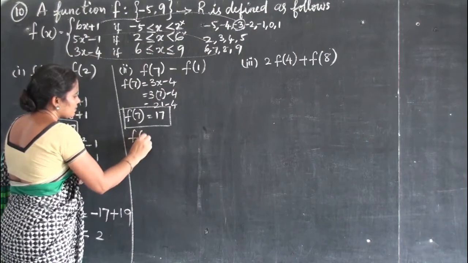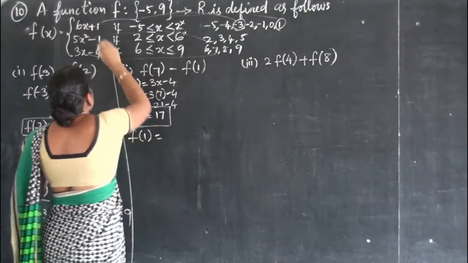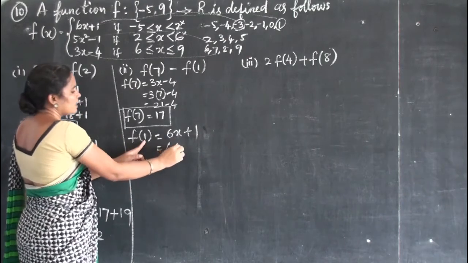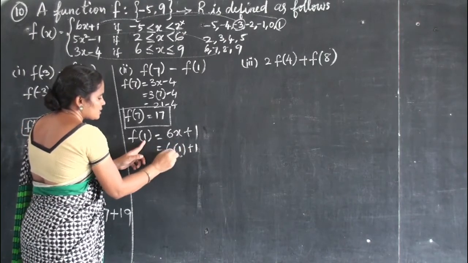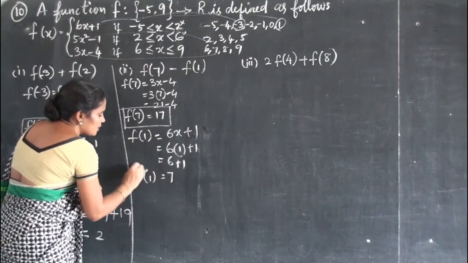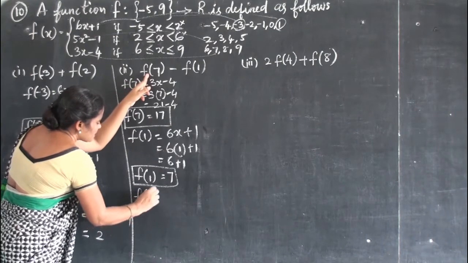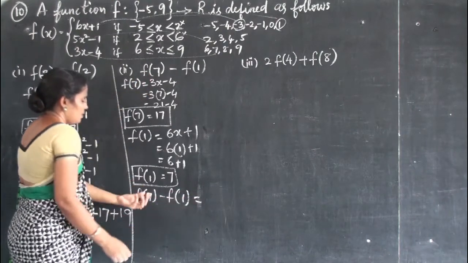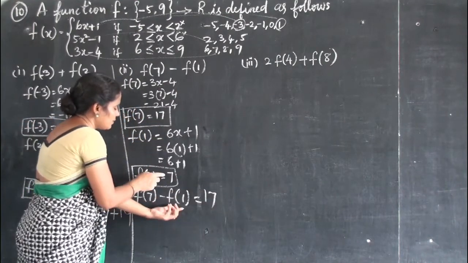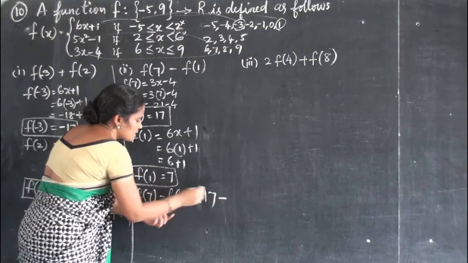Take f of 1. f of 1 lies in the first equation, 6x plus 1. In the place of x apply 1, plus 1. 6 1s are 6, plus 1 is equal to 7. f of 1 is equal to 7. Now what you have to do is f of 7 minus f of 1. The value you get for f of 7 is 17, minus f of 1, which is 7.